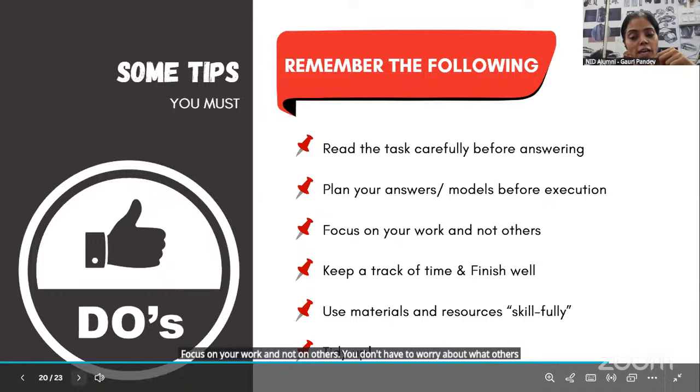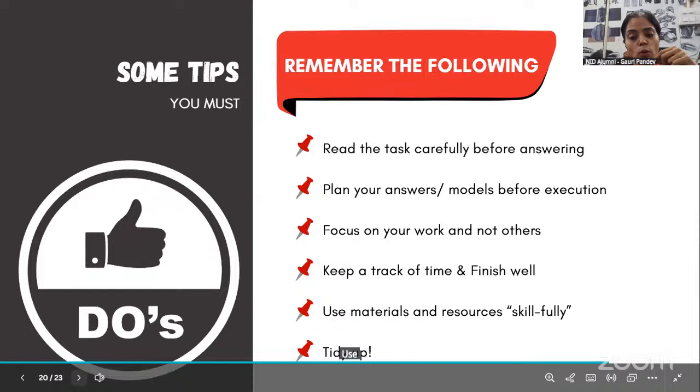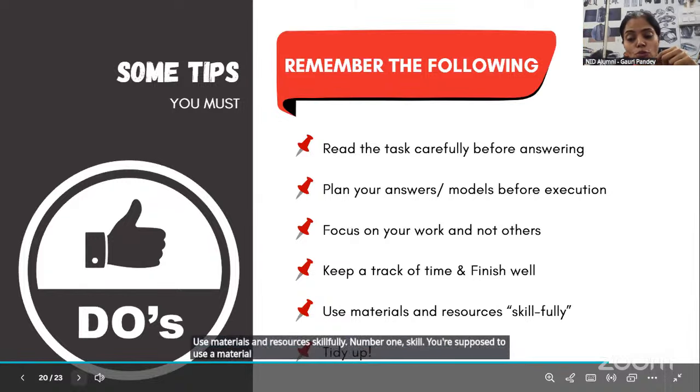Keep a track of time and finish well, meaning that you need to ensure that nothing is incomplete, everything is complete. You have completed the work within the time frame, just like round one. Use materials and resources skillfully. Number one skill, you're supposed to use a material the way it is supposed to be used and fully use all of it. If it is given to you, you don't need to think that I'm going to spare some. For whom? Nobody. So if needed, use all the material and use it properly.